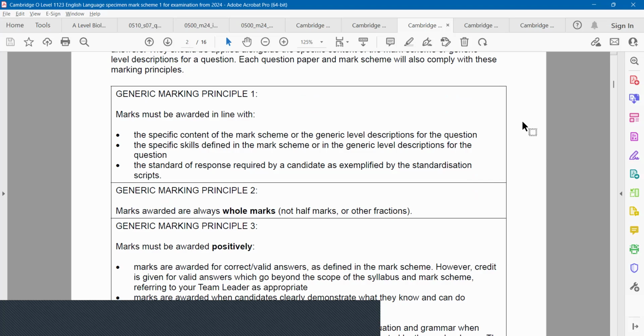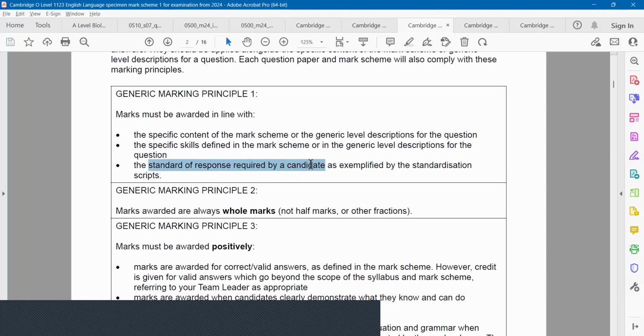Okay, so if we just go through this very briefly and quickly, the first principle is that marks must be awarded for the specific content and general level description of the question. So those are given with the question, right? It's different for the comprehension, it's different for the summary, it's different for directed writing and the composition. So wherever those level descriptors are given, the examiner will use those to mark. So we'll look at those as well. The specific skills defined in the mark scheme, again, that will come later. For each question, the required skill is different, and if you're meeting that skill, then you will be graded.